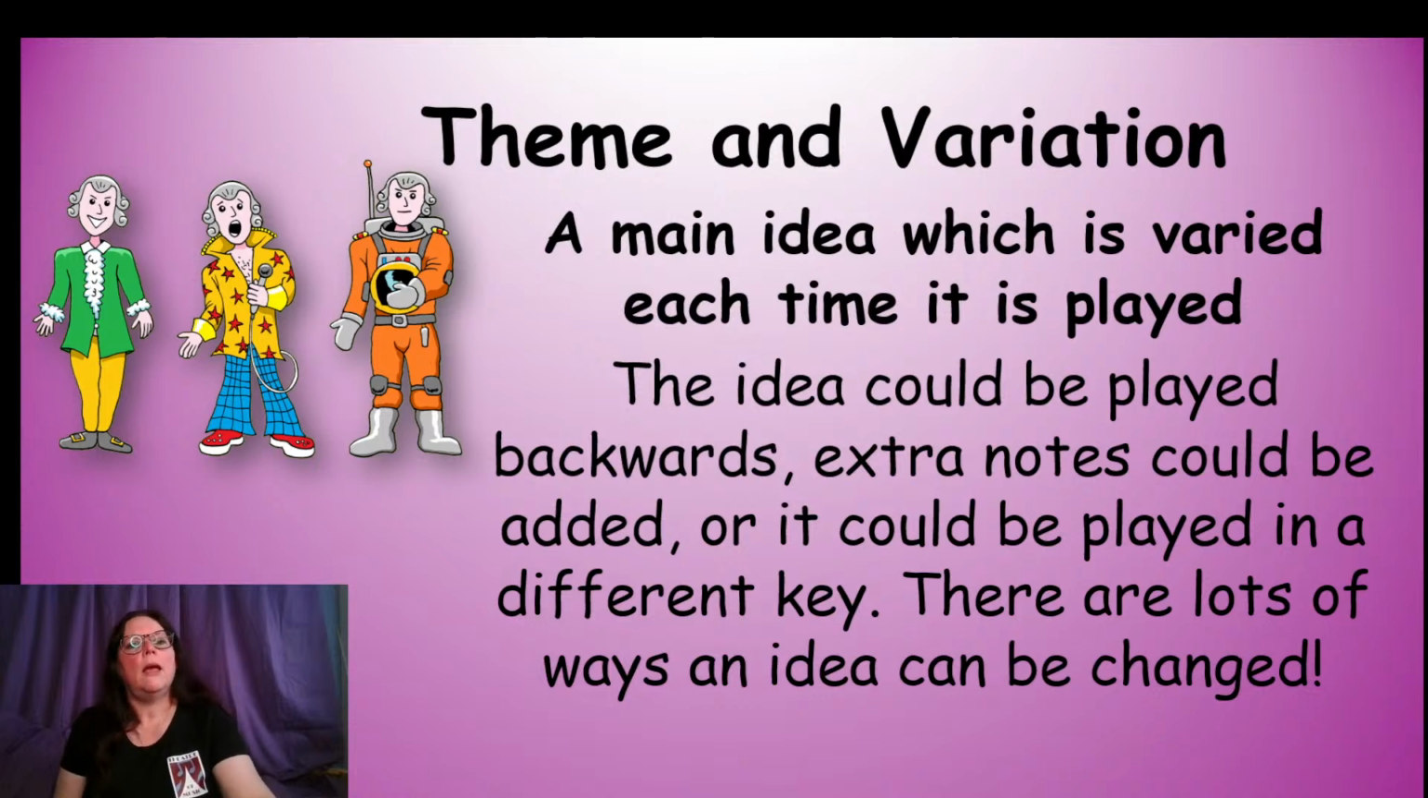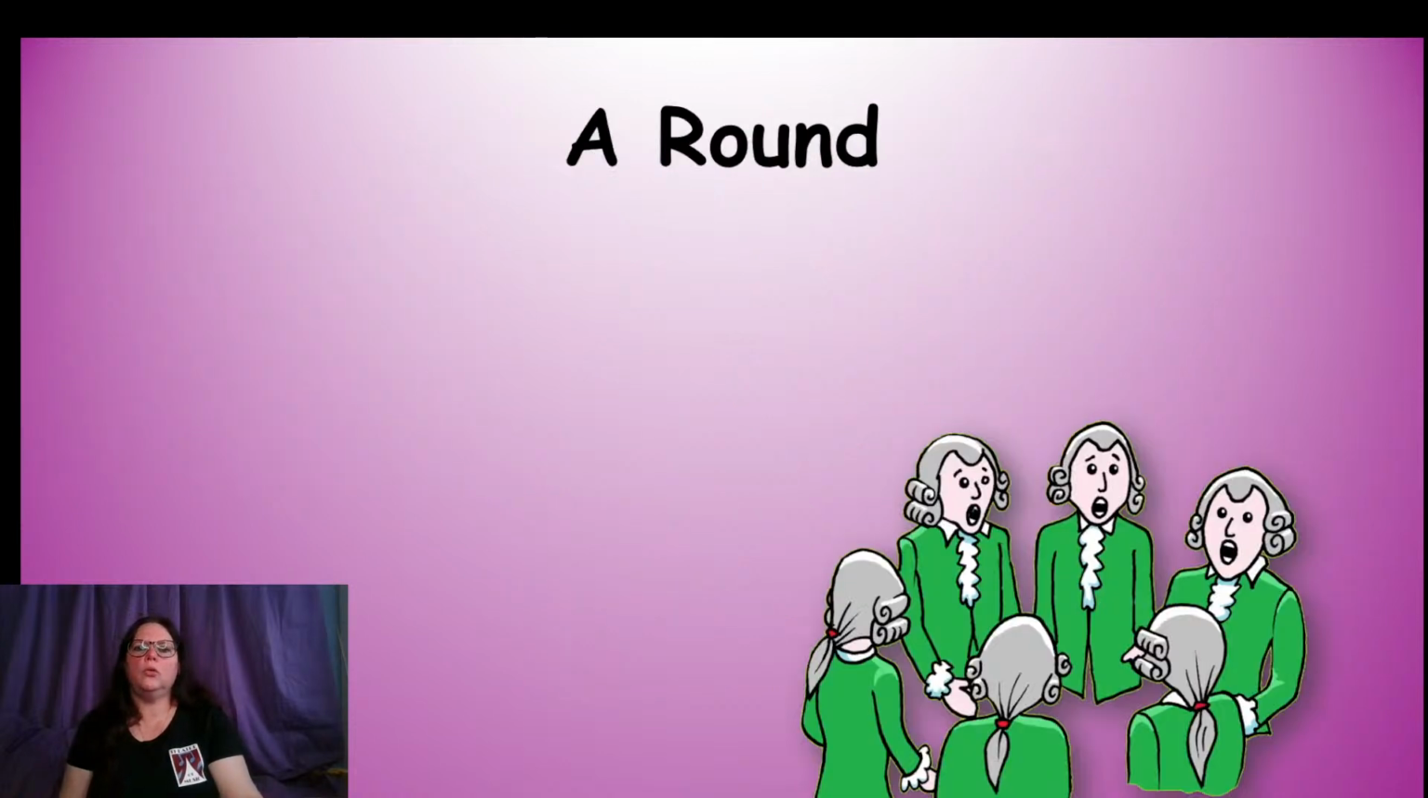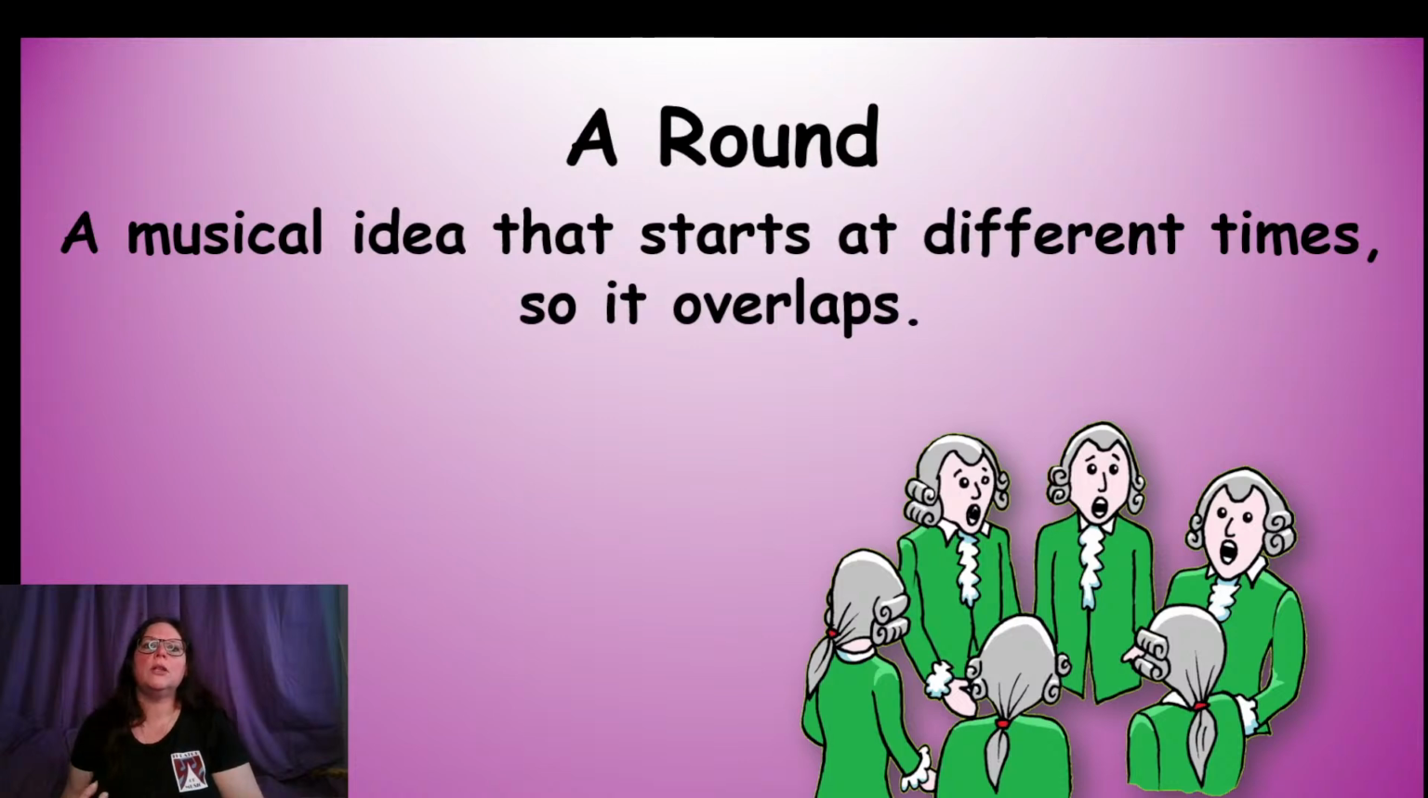Okay. Our next structure is something called a round. Now, you've probably done this without realizing it because we use nursery rhymes quite a lot when we're looking at rounds. A round is a musical idea that starts at different times, and so it overlaps. Somebody would start singing the tune, and then a little way in, somebody else would start singing the tune from the beginning so that they overlap each other. Okay, we're going to have a go at this and see how we do.